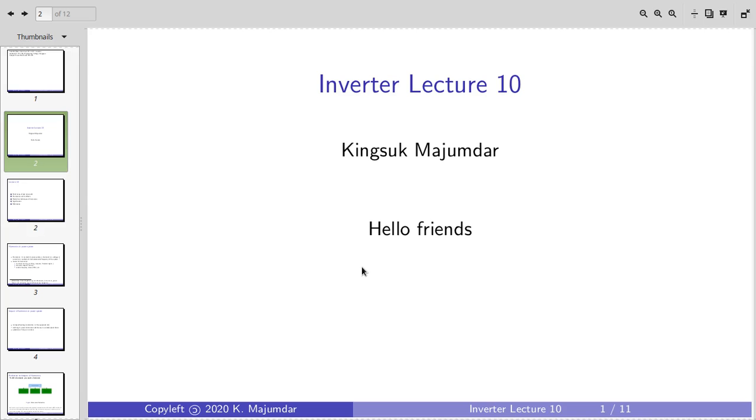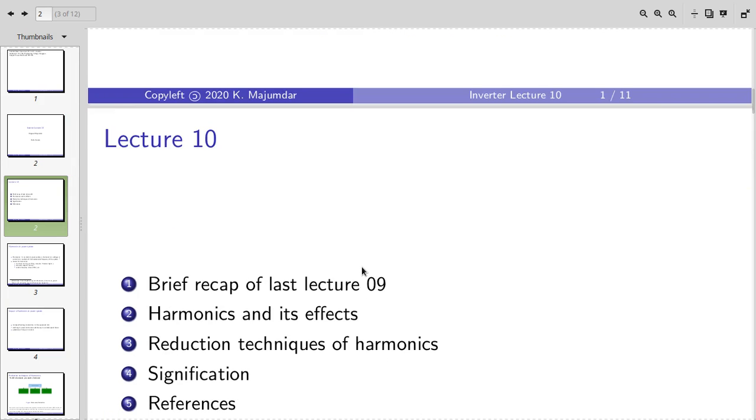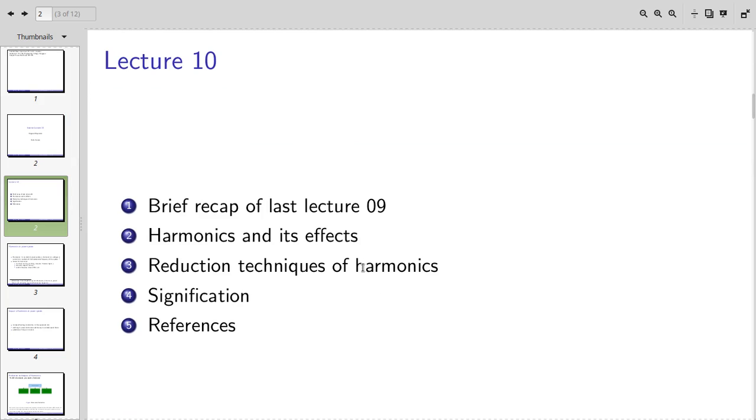Today we are going to discuss the 10th lecture of our inverter. First, we are going to make a brief recap of lecture number 9. Then we go for what harmonics is and its effect. Then how to reduce harmonics, its different techniques and significance, and of course the reference.